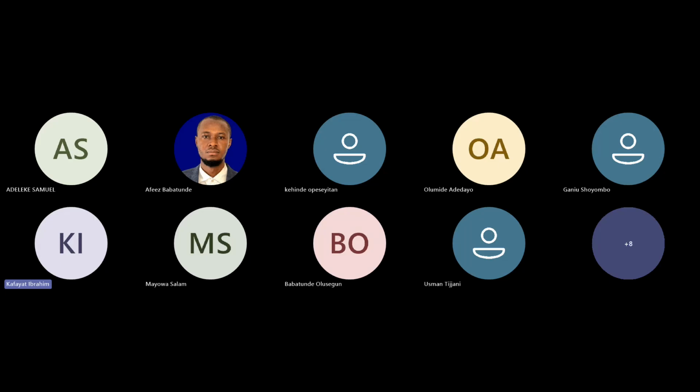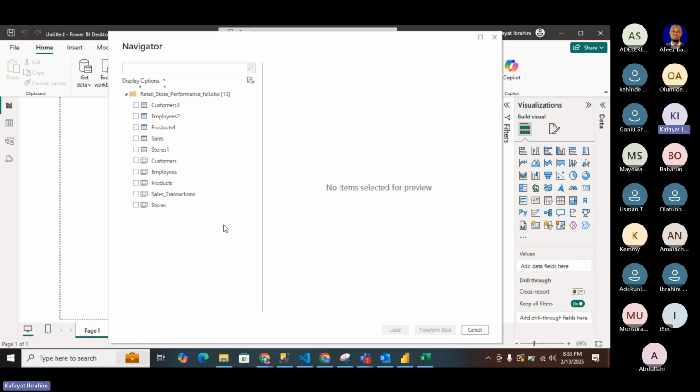So this is it. This is how your data will look when you are trying to import a sheet. You understand? So from here now, we have different sheets in our workbook. We have customer sheets, we have employee sheets, we have products.